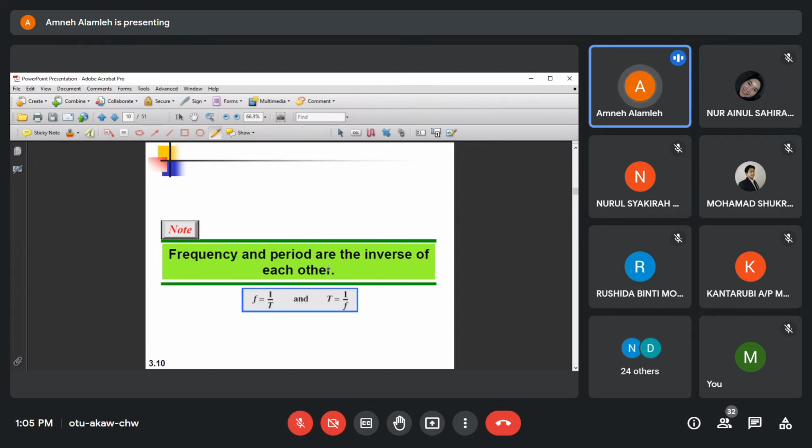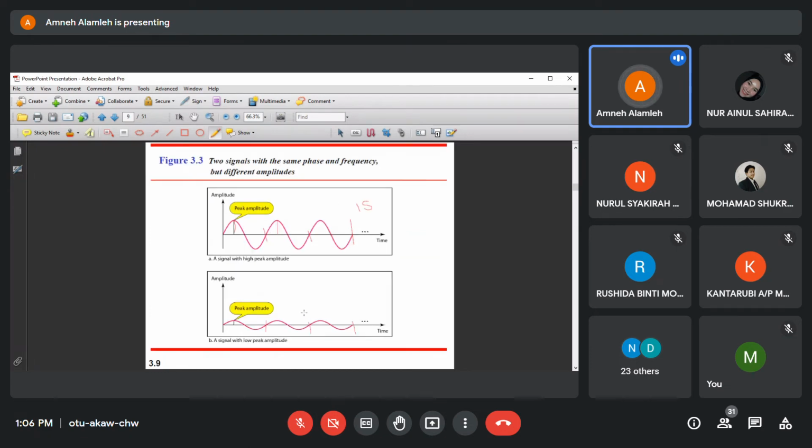Frequency and period. By period, we mean time. The signal has a period and a frequency. Frequency and period are the inverse of each other. So frequency equals 1 over T, which is time, and time equals 1 over f. They are the inverse of each other. It's a rule, okay?